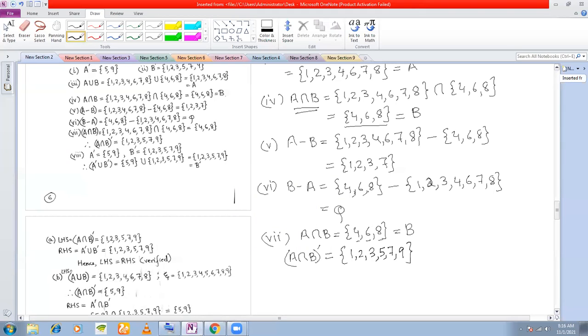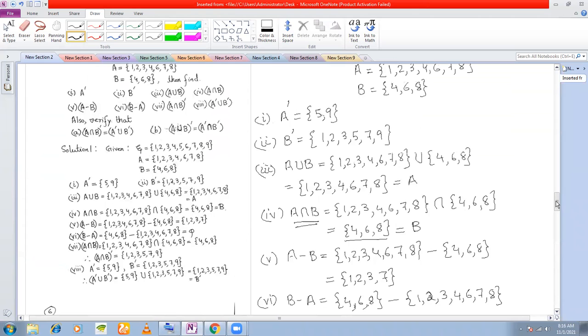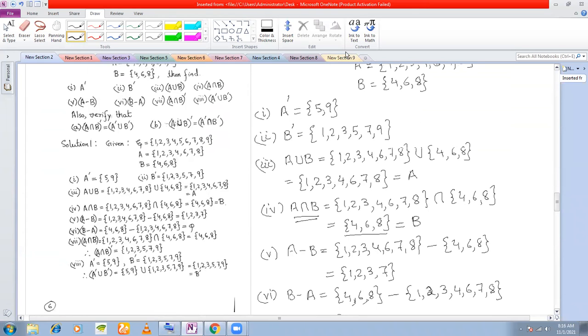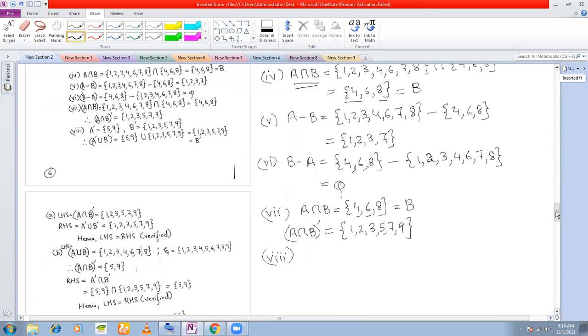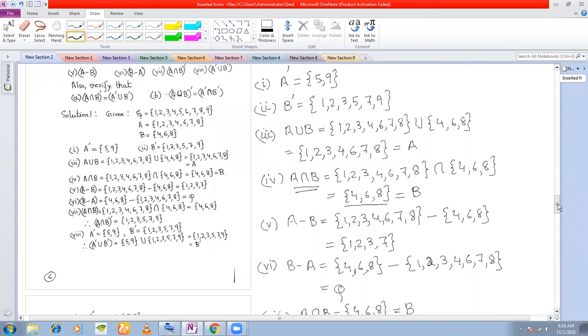Nine. This is A intersection B complement. Any question here with A intersection B complement? No, sir. And number 8. This is you need to find A complement union B complement. Okay, so first let us write down A complement and B complement.